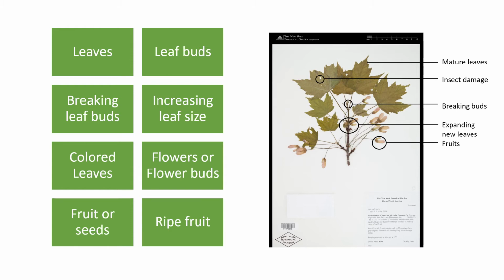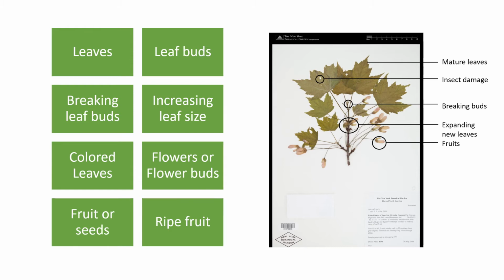This is something that's collected by NPN, but we actually used some modified protocols from Project Budburst, which is another very large-scale citizen science project collecting observational data. One of the most challenging ones was increasing leaf size, so this is often difficult to determine visually, but this is whether or not there are current or expanding new leaves on the page. And of course, colored leaves, flowers or flower buds present on the page, fruit or seeds, and ripe fruit.